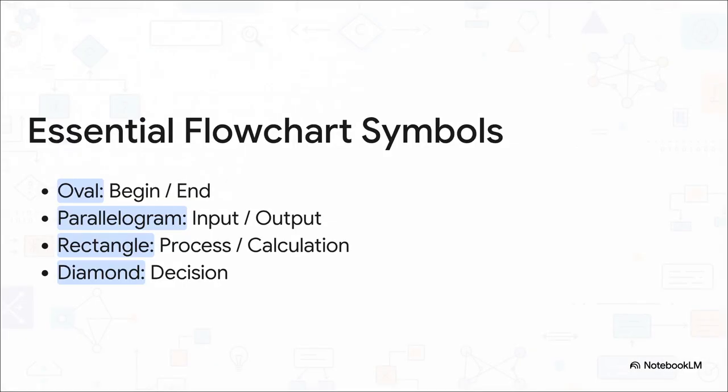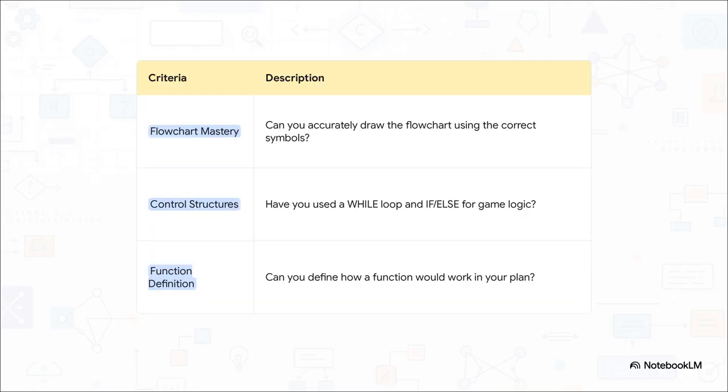And just one more time, make sure you're using the official Nexa symbols. Ovals are for start and end. Parallelograms are for any time you're getting input or showing output, like getting a player's guess. Rectangles are for processes, doing stuff like calculations. And the most important one, the diamond, is for every single decision. Got it? So here's your final check.